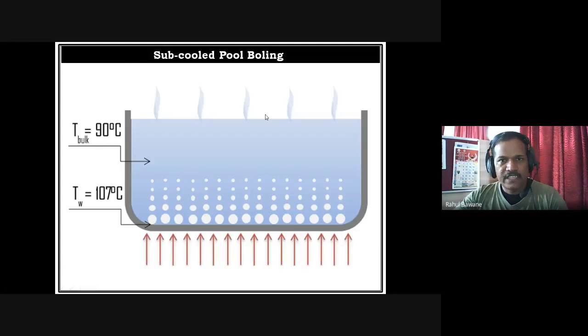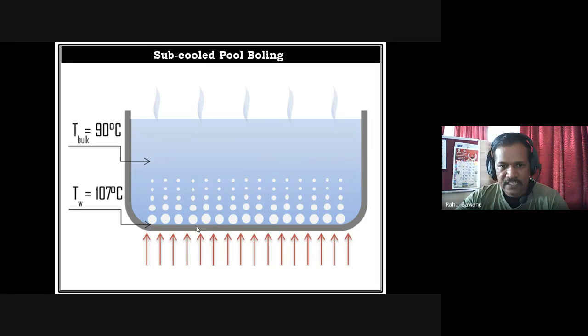Now the second is subcooled pool boiling. What is this subcooled pool boiling? It is when your water has not reached saturation temperature. Every liquid has its own saturation temperature. We are considering water. So water normally boils at 100 degrees centigrade. Suppose our water has reached 90 degrees centigrade and we are still continuing to supply heat.